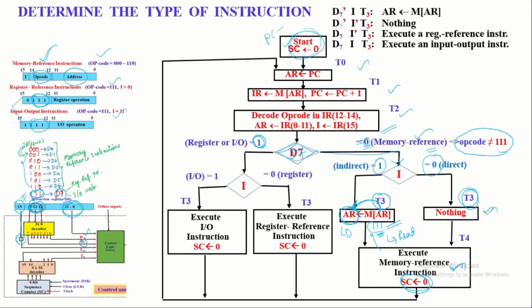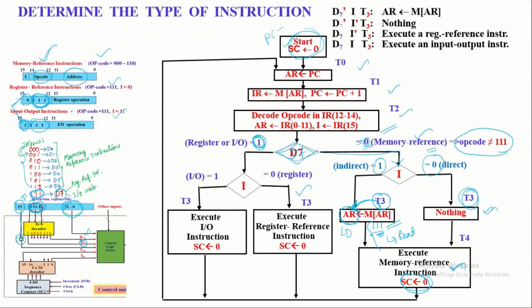Okay, let us now discuss the other part where D7 is set to 1. D7 is set to 1 only when the inputs to the decoder are all set to triple one. Then only D7 will be active. Here you can observe the register reference and input-output instructions. Though the opcode part contains triple one, the type of the instruction is determined based on the 15th bit. If the 15th bit contains 0, it is known as a register reference instruction. If the 15th bit contains the value 1, then it is known as an input-output instruction.